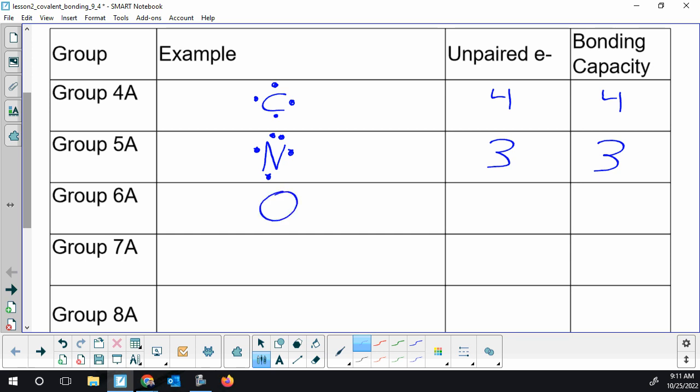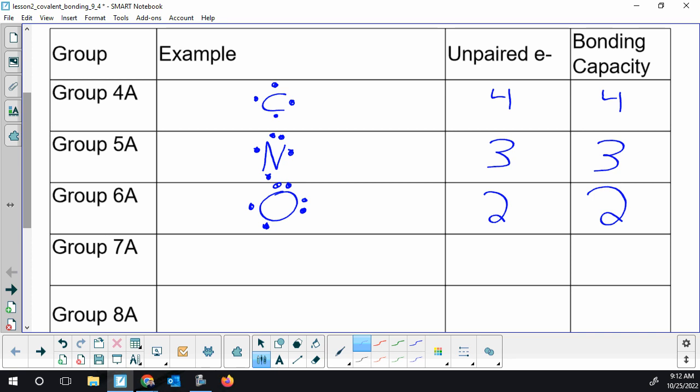Move to 6A, we get to oxygen. 1, 2, 3, 4, 5, 6. 2 of the orbitals are filled. 2 of the orbitals have a single electron. There's 2 single electrons, and that's why water is H2O. Oxygen forms 2 bonds.